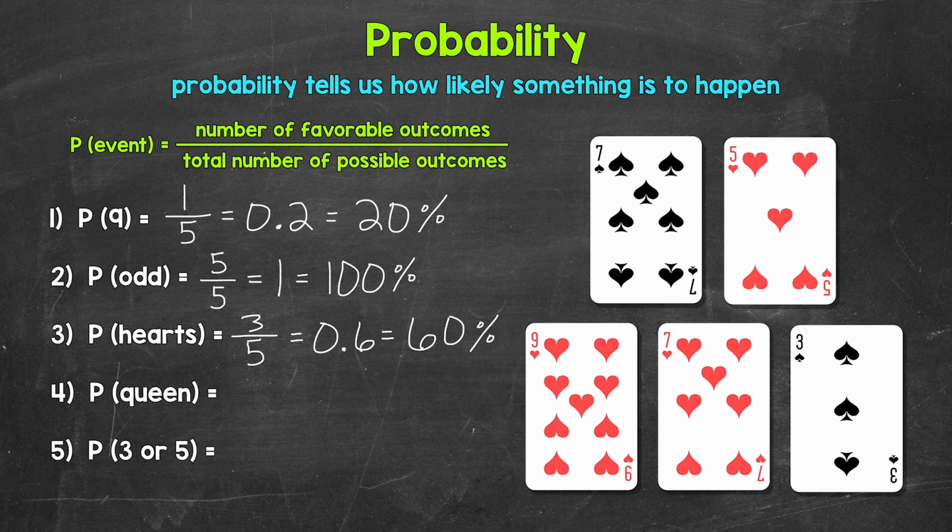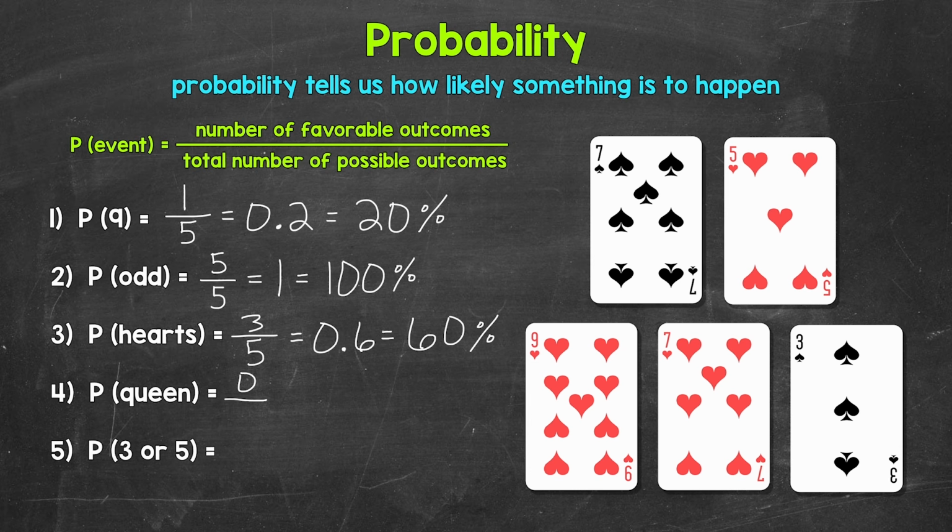Moving on to number 4, we have, what's the probability of picking a queen? Favorable outcomes here? Well, it looks like we don't have any queens at all. So this is going to be 0. We have 0 favorable outcomes. There aren't any ways that this event can happen.